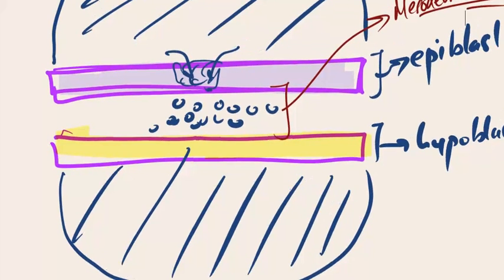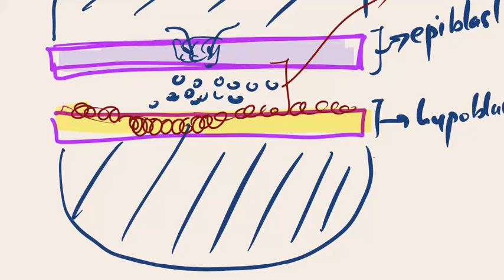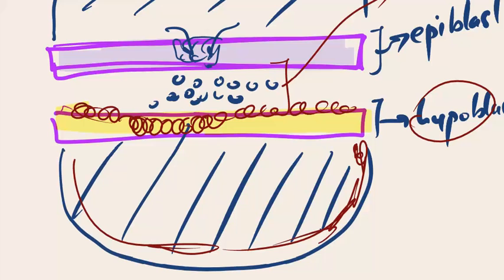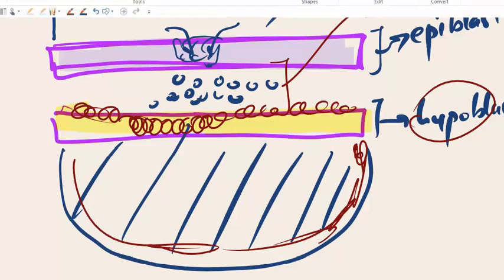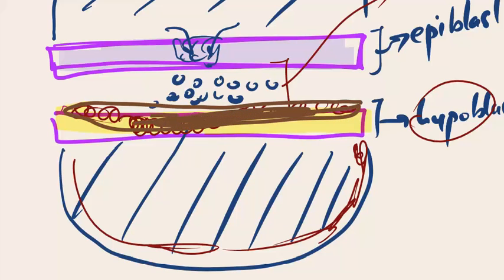Okay, so what's going to happen is that the endoderm is going to push aside the hypoblast. So the hypoblast is going to move this way. Right? But what will happen is that you would now have, this would now be endoderm, right? And then you would have mesoderm.